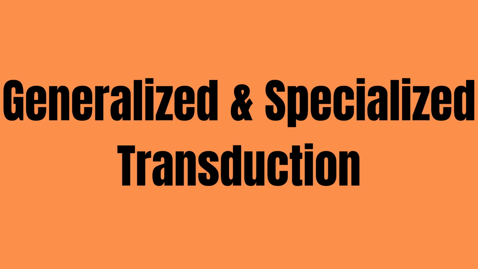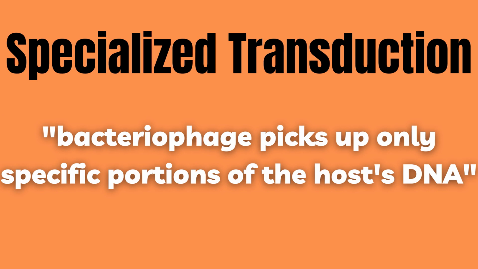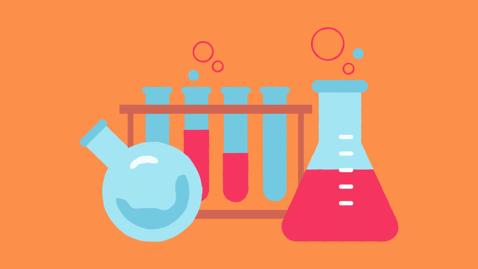Now, transduction can occur in two ways, called generalized and specialized transduction. In generalized transduction, the bacteriophages can pick up any portion of the host's genome and transfer it. In contrast, with specialized transduction, the bacteriophages pick up only specific portions of the host's DNA. This specialized transduction is what scientists have taken advantage of in the transduction process to stably introduce genes of interest into various host cells using viruses.